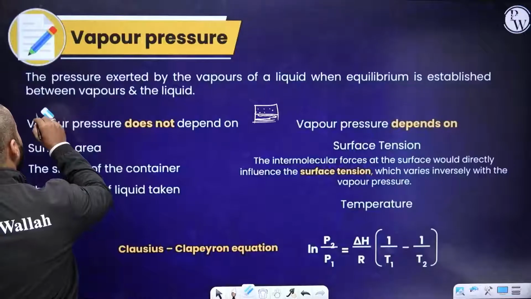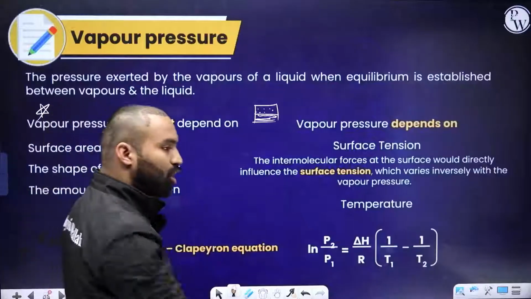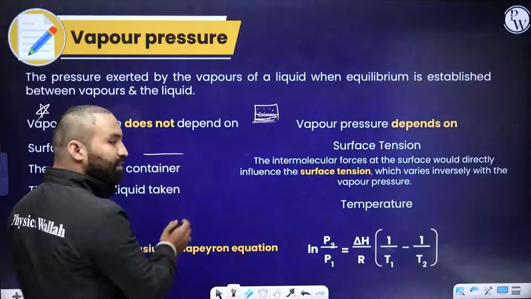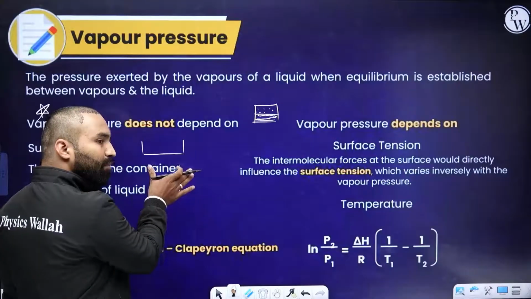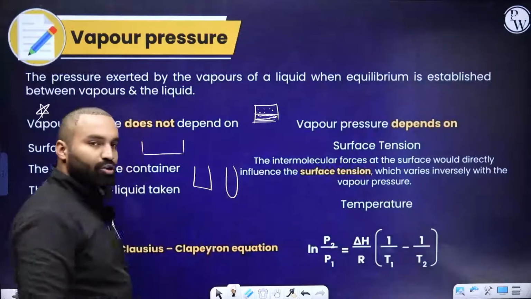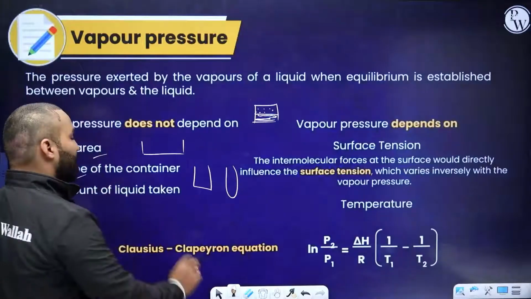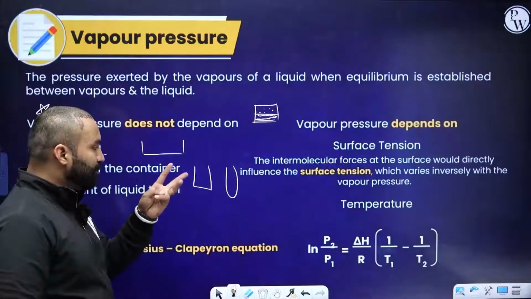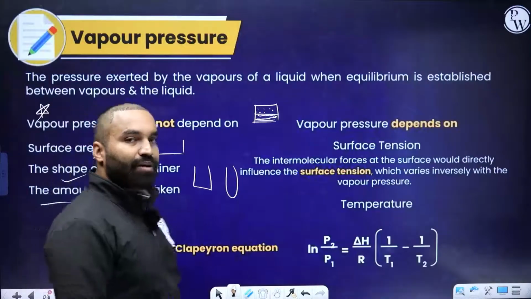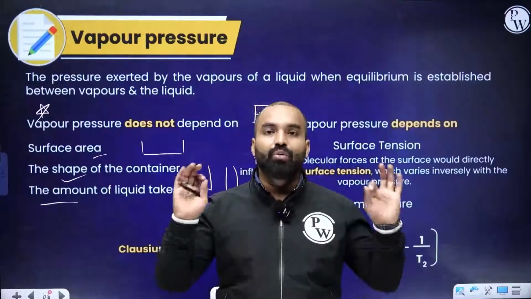On what particular factors does vapor pressure depend? Vapor pressure does not depend upon the first factor, that is surface area. I can take water in this glass which has a broad bottom and broad surface, or I can take it in a very fine tube, a test tube. In all three, the pressure found will be the same. It also does not depend upon the shape of the container, as I have taken three differently shaped containers. And also the amount of liquid taken. If I take 1 liter, the vapor pressure will still be the same. If I take 1 ml of water, vapor pressure will still be the same.